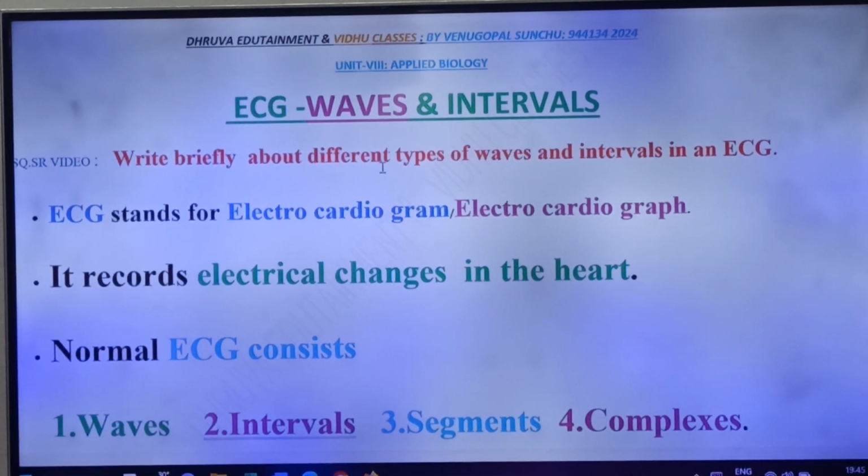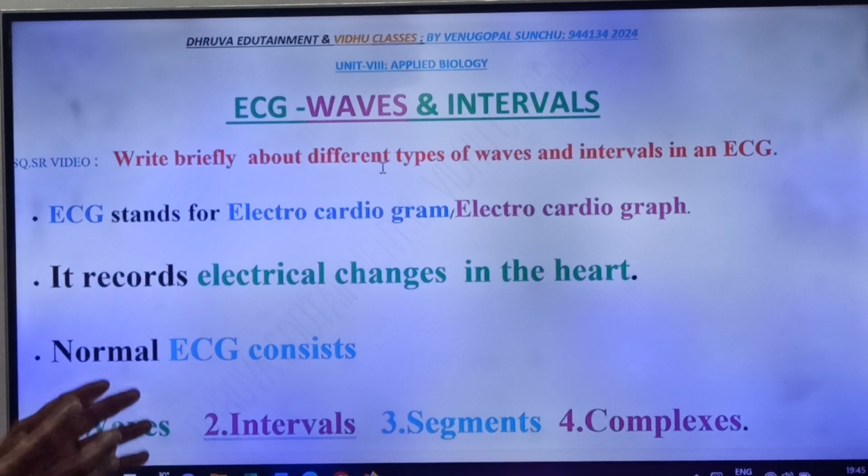ECG has 4 components, friends. They are waves, intervals, segments and complexes. Out of these 4 you have to write only 2. What are those 2, friends? Waves and intervals only.